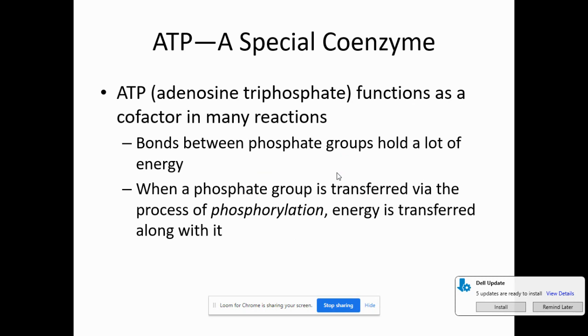So ATP, there we go again, adenosine triphosphate again, is a special coenzyme. It functions as a coenzyme in many reactions. Okay, the bonds between the phosphate groups in ATP hold a lot of energy, and so when a phosphate group is transferred via a process of phosphorylation, energy is transferred along with it. All right, and so ATP will transfer a phosphate group to an enzyme and give that enzyme energy to go through a reaction.